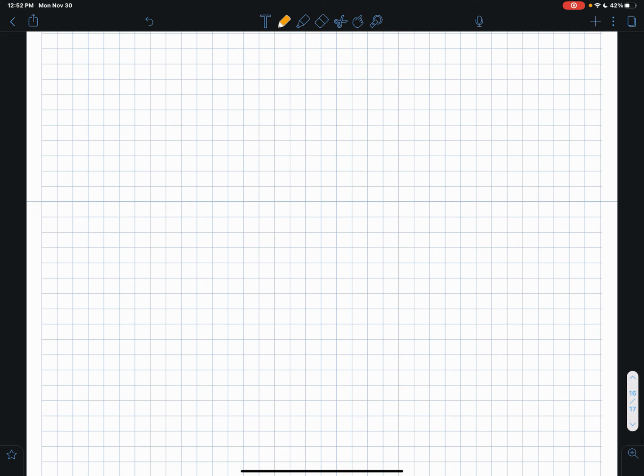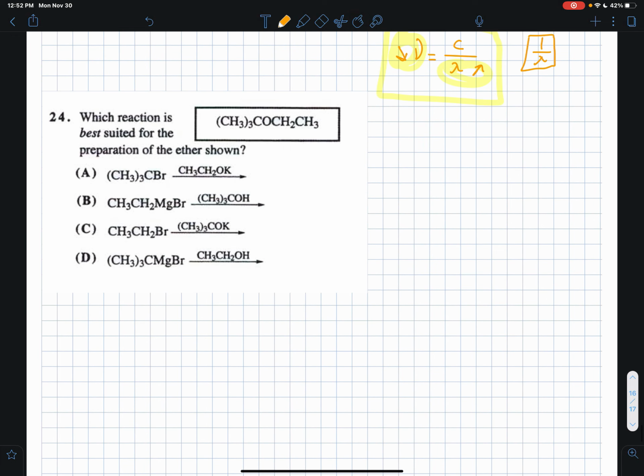Now, this is the last multiple choice question that I'm going to be going over. Which reaction is best suited for the preparation of the ether shown? There are a couple of conditions about this ether formation reaction that you learned in class. You want to have your halide on a primary carbon, and the O minus that you're going to be using doesn't matter. It can be primary, secondary, or tertiary.